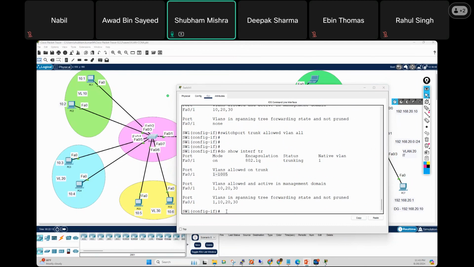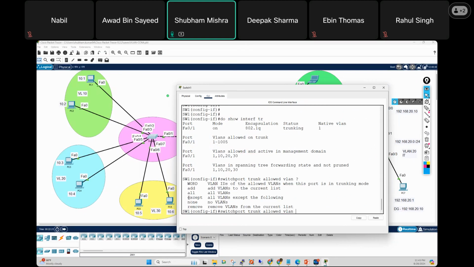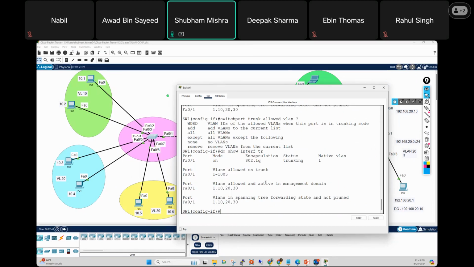And there is one more keyword. You guys can explore. There is one more keyword called except. Except means, let's suppose on your switch VLAN numbers 10, 20, 30, 40, everything is there. And you already wrote that all VLANs are allowed. But I want all the VLANs allowed except 40. Show interface trunk. See, all the VLANs are allowed?